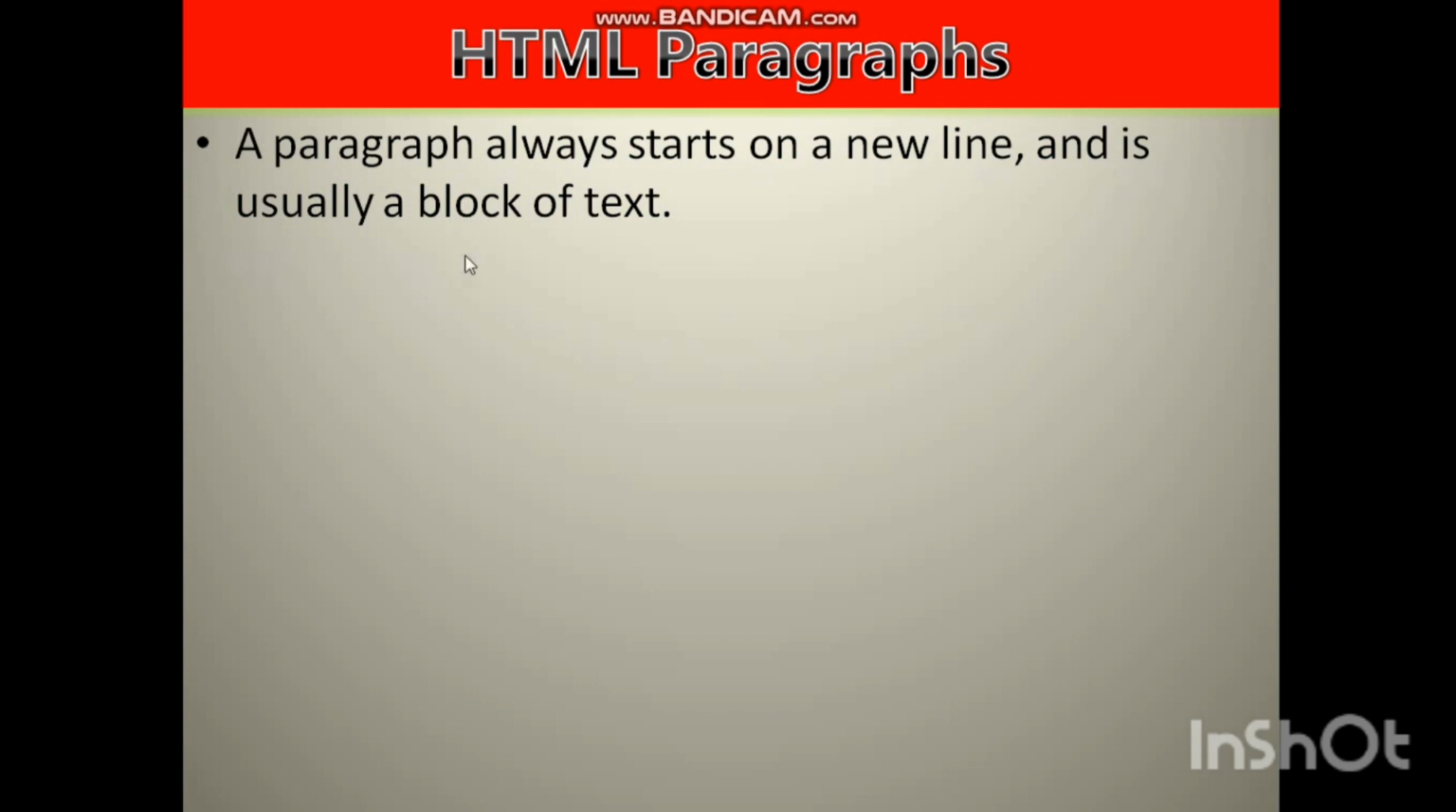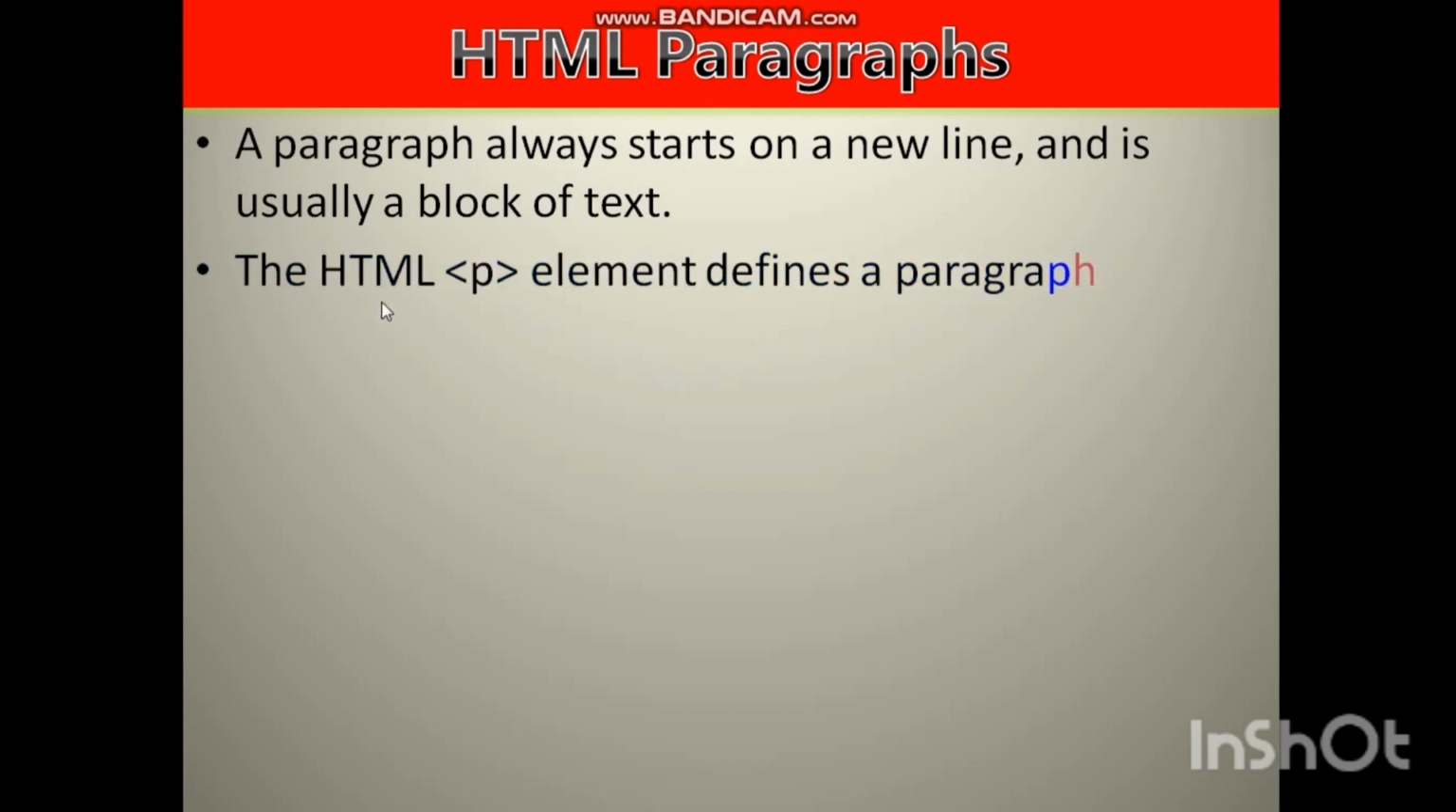In HTML, a paragraph always starts on a new line and is usually indicated as a block of text. It starts with a new line, which means you are using a paragraph tag p. Then you will type your paragraph. Then when you use another paragraph tag, it will come on the next line.